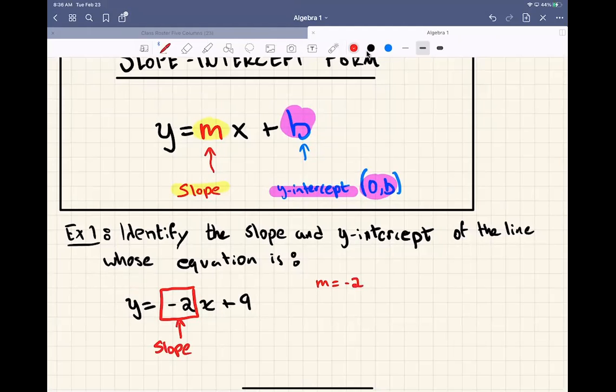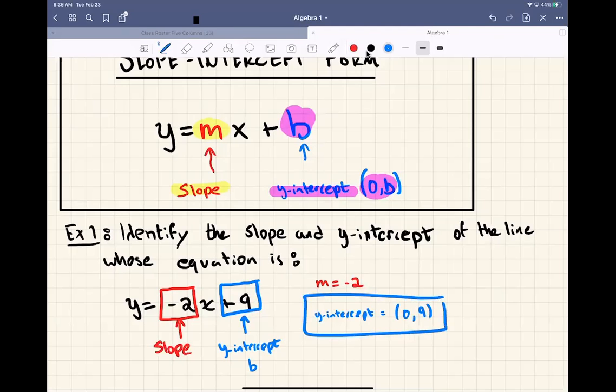And our y-intercept is going to be the plus part. Remember, it's always (0, b). So this is our b, so the y-intercept is (0, 9). And we've answered both questions, what our y-intercept and our slope are. Not so bad, right? Let's go on to our next problem.